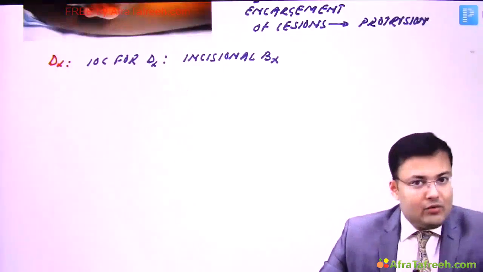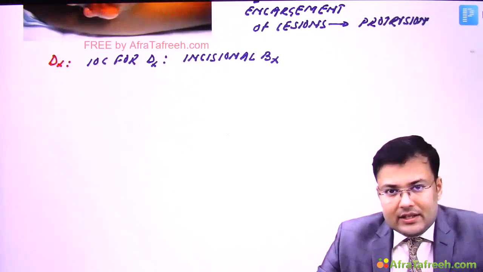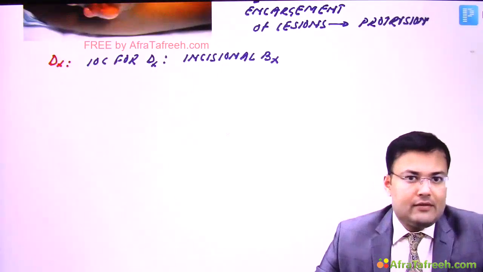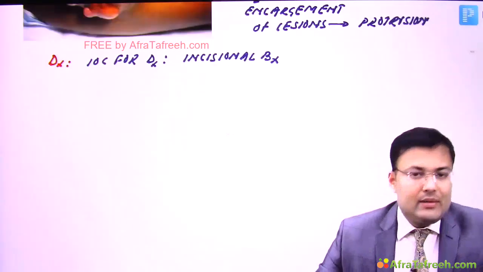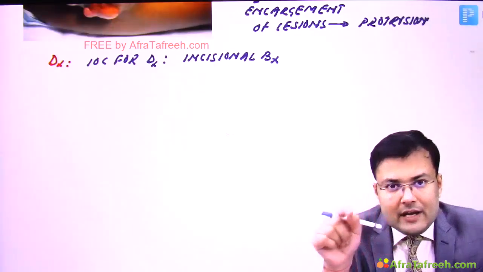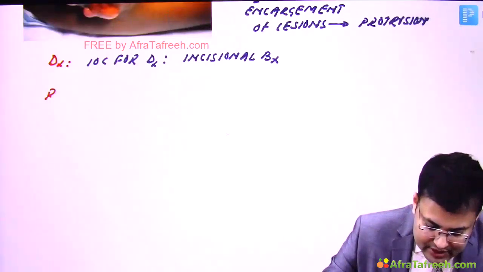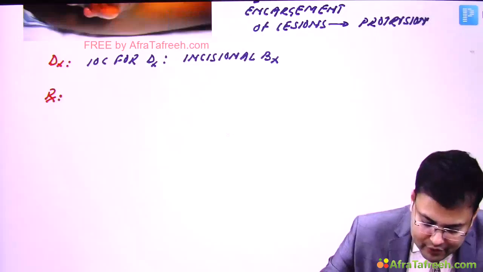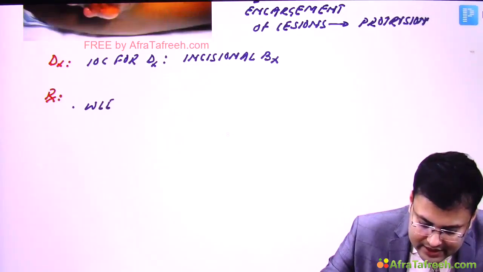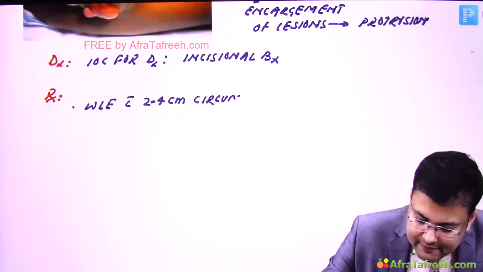Clear? And what is the treatment? Wide local excision with 2 to 4 centimeter of circumferential margin. Simultaneously, we have to remove the underlying fascia also. So see the treatment. This is the most important aspect. We go for wide local excision with how much margin? 2 to 4 centimeter of circumferential margin.